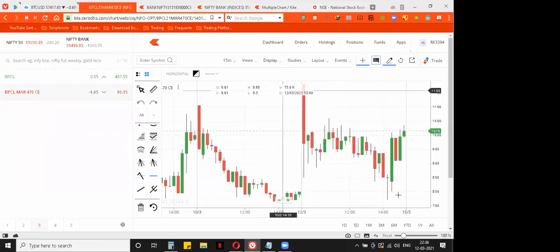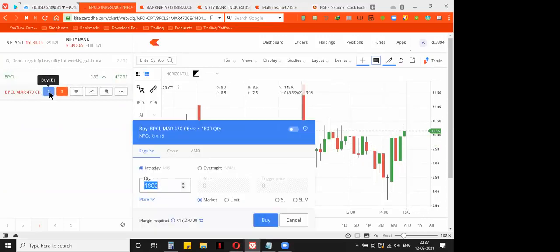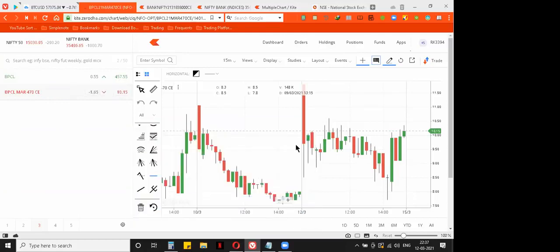So you go back to your normal candle, the 2:15 candle is this. You buy above the high of this, which is 8.6. Right? You have made an easy $2 on this. Easy $2 on a lot size of how much? 1,800. So you got a 3,600 rupee profit very coolly.